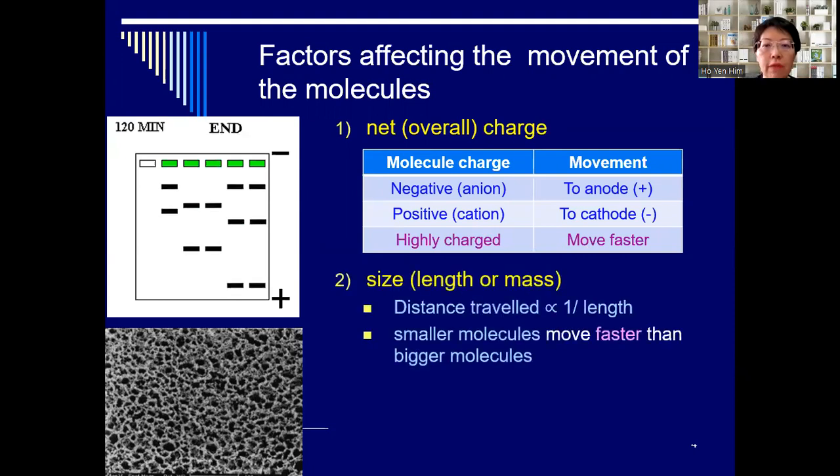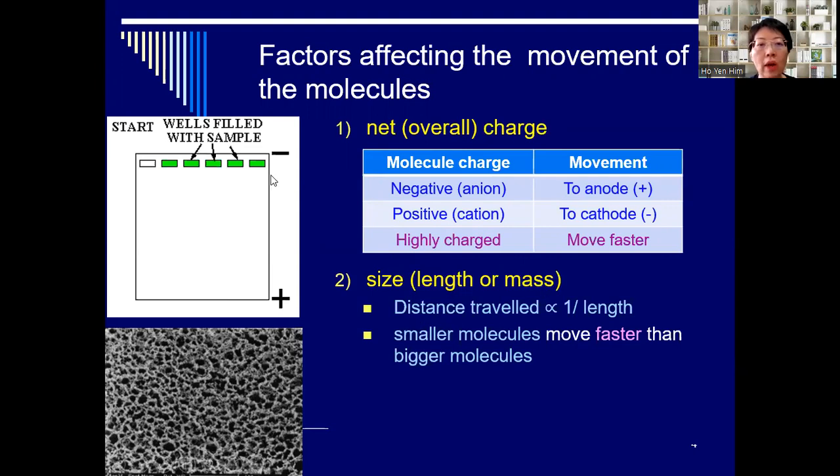The second factor affecting the movement of the molecule is the size. Size for DNA means the length of the DNA, or also the mass of the DNA. So the distance traveled by the DNA molecule is inversely proportional to its length. That means the longer the length, the shorter the distance traveled, because the heavier and longer it is, the harder it will move, or the slower it will move. So the distance traveled becomes less. Smaller molecules will move faster than the bigger molecules.